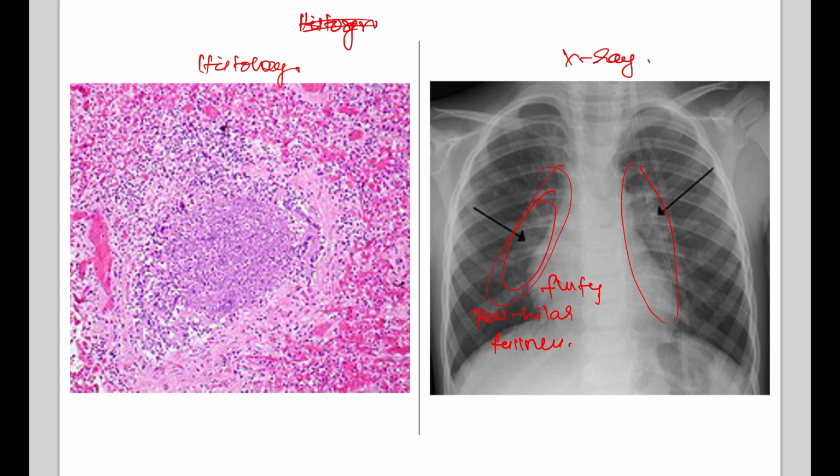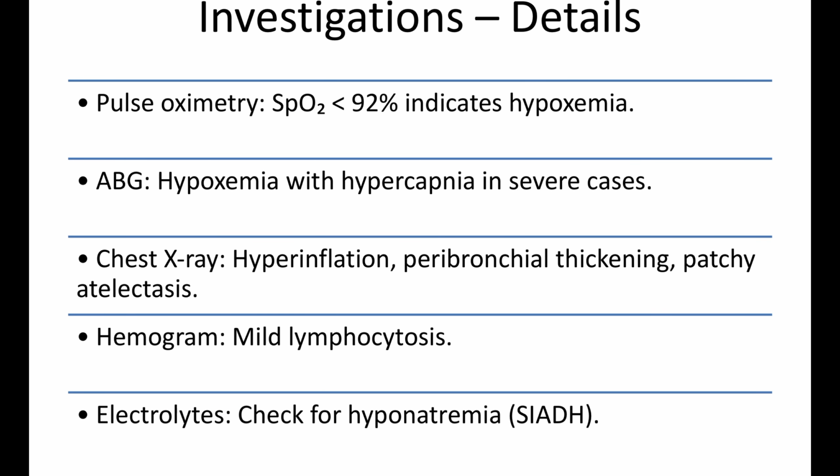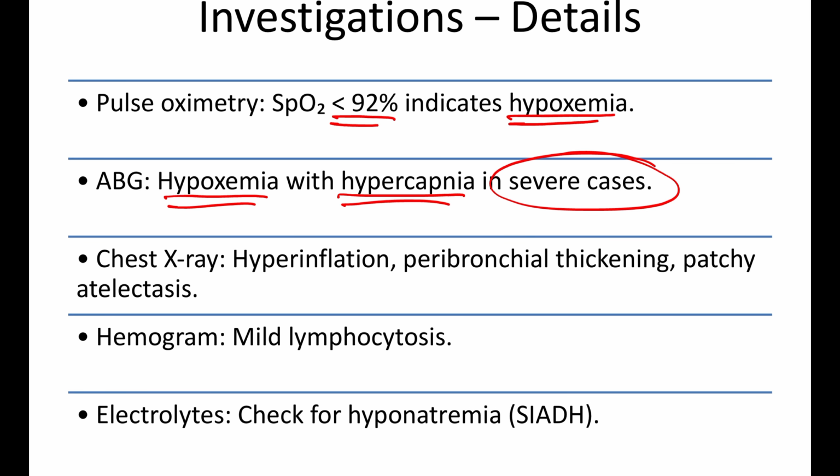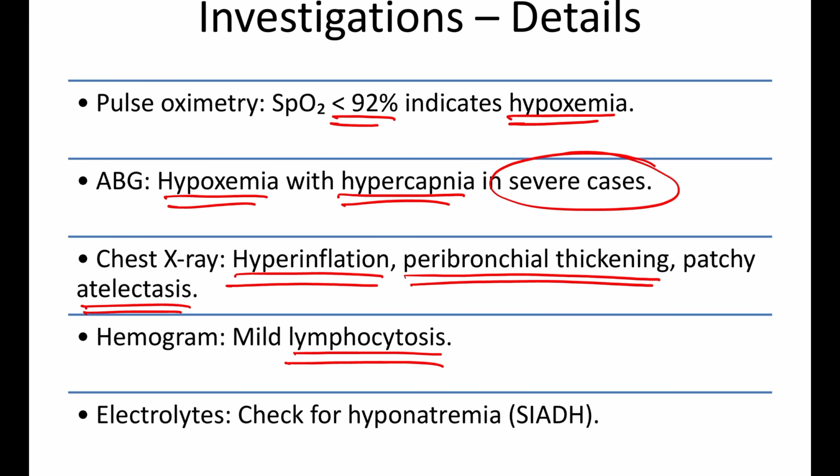In the histology, you can find acute inflammatory exudate, acute inflammation of the walls of the bronchioles at the cellular level. In pulse oximetry, if SpO2 is less than 92, it indicates hypoxemia. In ABG, there will be hypoxemia with hypercapnia in severe cases. Chest X-ray shows hyperinflation, peribronchial thickening, and patchy atelectasis. There will be mild lymphocytosis in the hemogram.